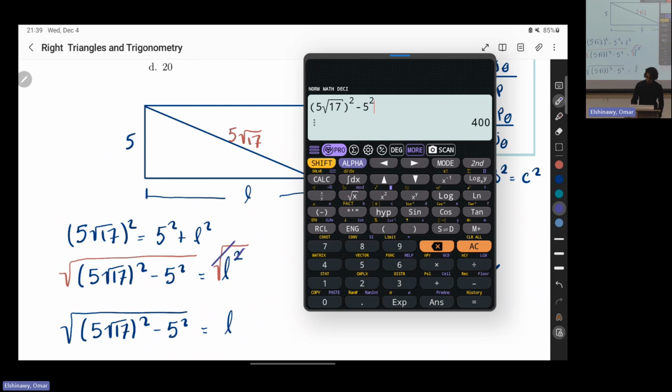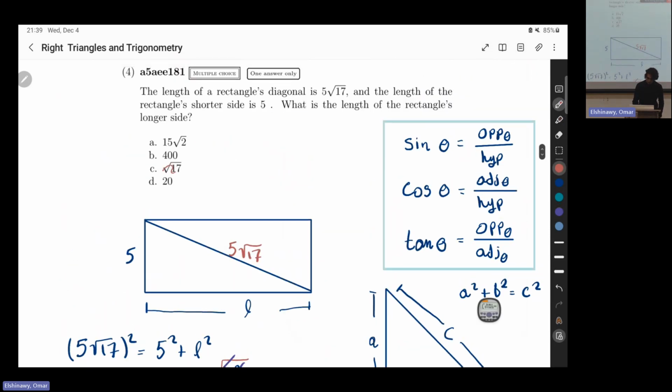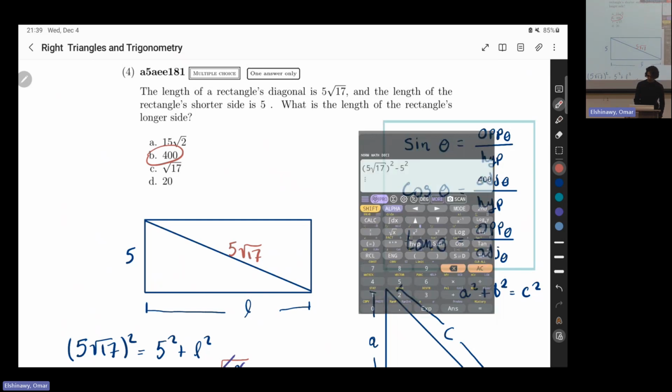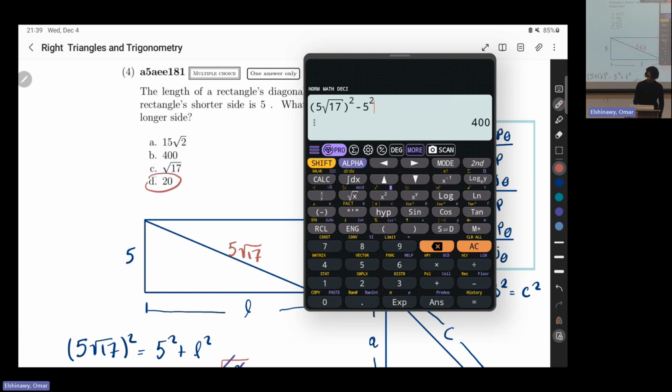So you take the square root of 400, I think it's 20, and that's your answer. So you see, it's tricky. You might choose 400 if you do it. We don't want the squares. We want the square root of this difference of squares.